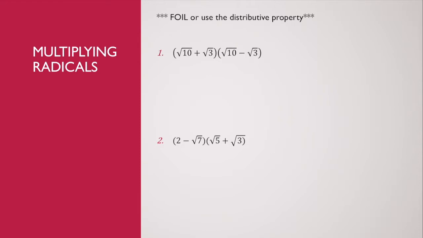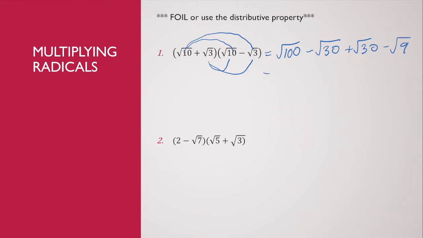Let's try that again. I'm going to go ahead and FOIL. The square root of 10 times the square root of 10 is the square root of 100. If you want, you could just write down 10, right? The square root of 10 times the negative square root of 3 is negative square root of 30. Square root of 3 times the square root of 10 is a positive square root of 30. And the square root of 3 times the negative square root of 3 is negative square root of 9. So I have 10. My middle terms cancel out. Minus 3, because the square root of 9 is 3. My final answer is 7.